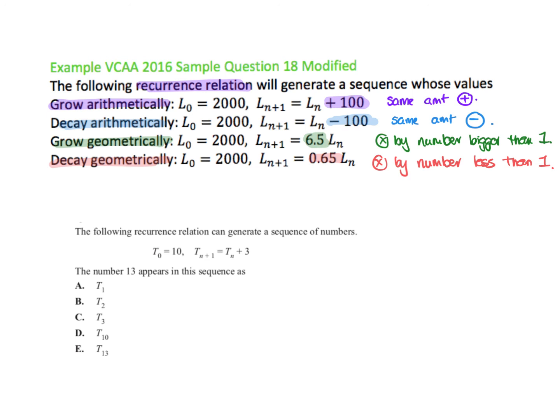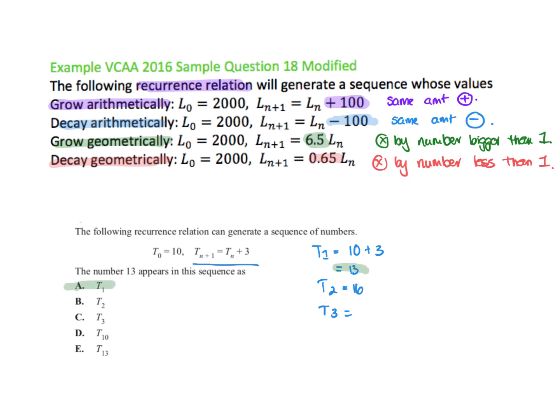So here I've done a few more exam questions, so let's give it a go. The following recurrence relation can generate a sequence of numbers. Number 13 appears in this sequence at T what? So this is T0. So T1, they've got the rule there, would be found by taking T0 and adding 3. So the T1 would be 13. T2 would be what? We're just adding 3, so that would be 16. T3 would be, oh, well, we've already gone past. So what was 13? So yeah, it was T1.